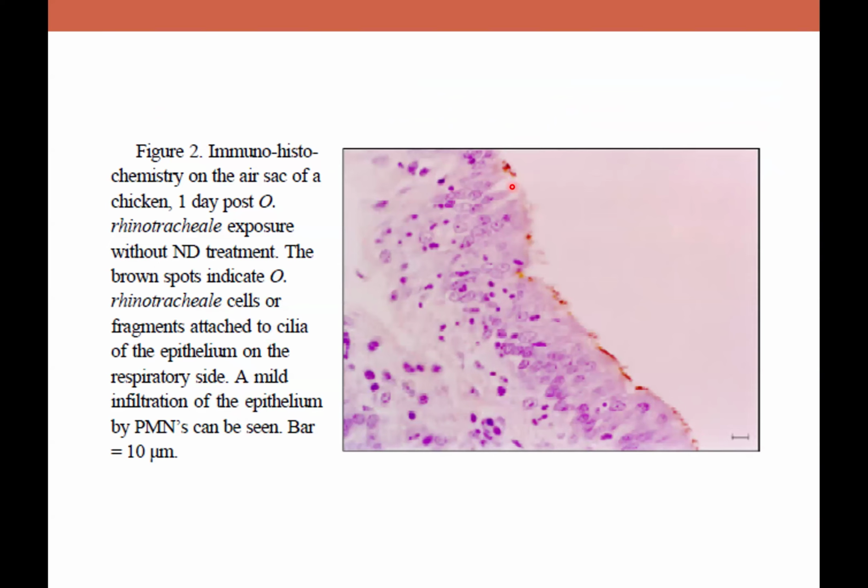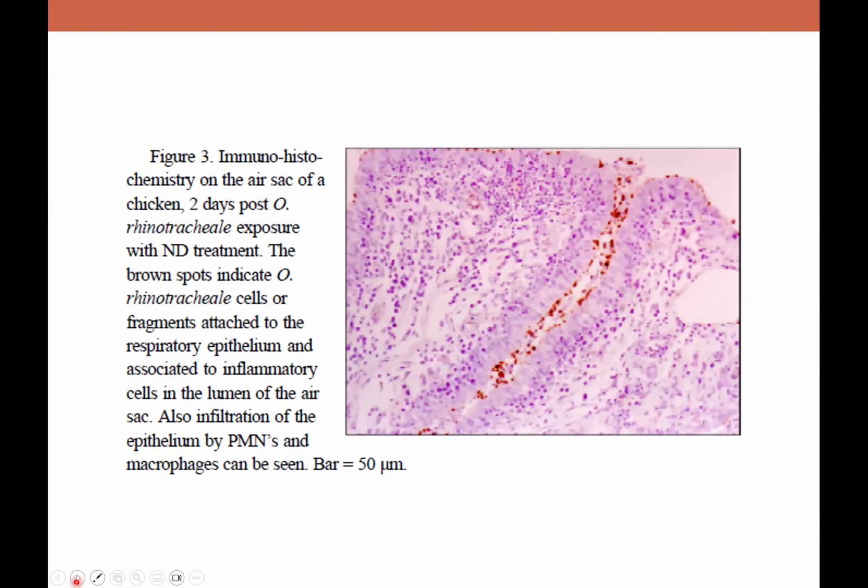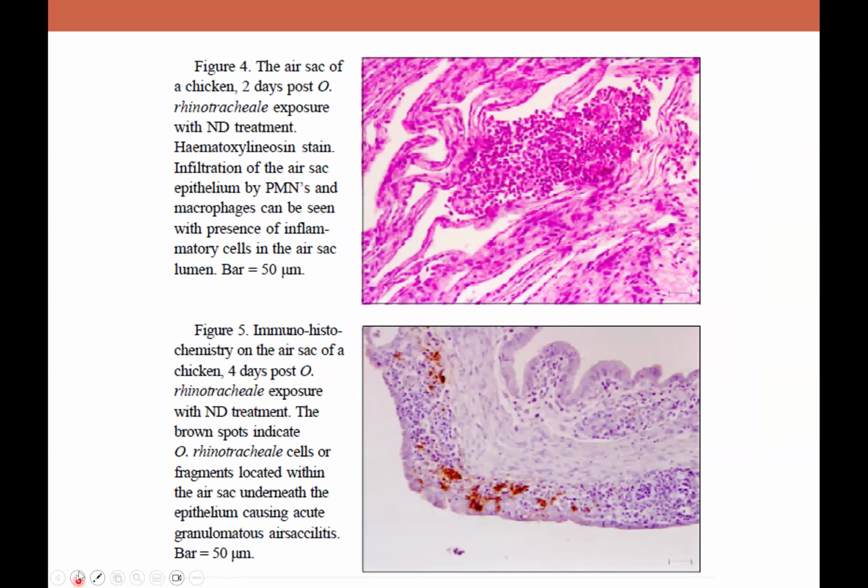The bacteria will be found on the respiratory epithelium. So if you look at this picture, the brown spots are immunohistochemistry positive for ORT, or Ornithobacterium rhinotracheale. So initially, it is on the epithelium, and then it will invade the lung tissue over time, or the respiratory tract.